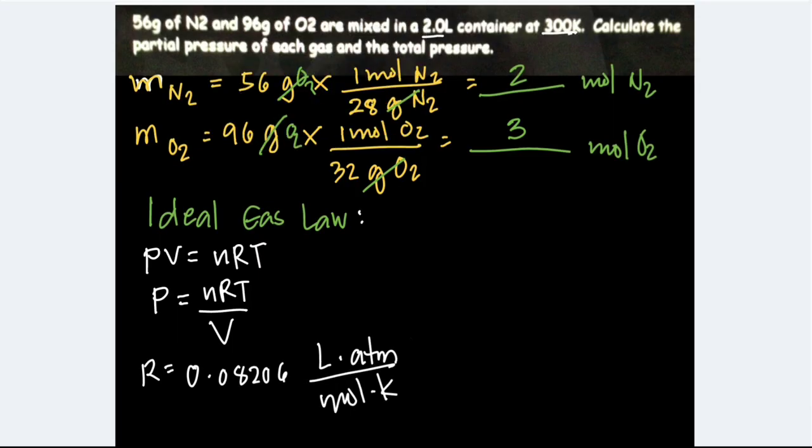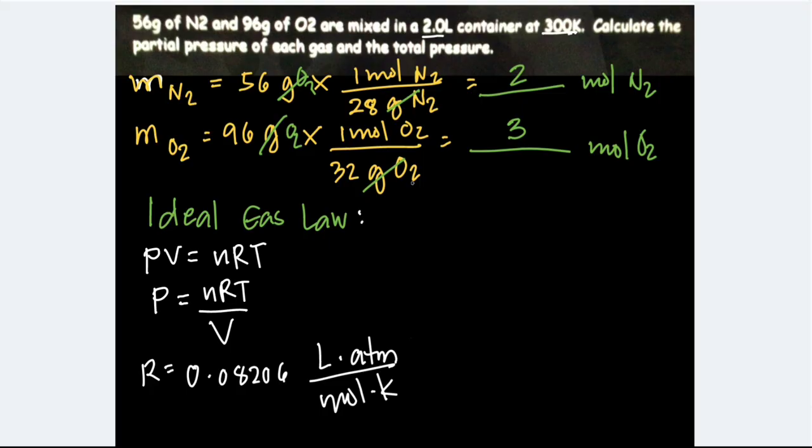There are two values for the ideal gas constant. The other one is 8.314 joules per mole Kelvin. That is for SI units. The other one is this one, 0.08206. Okay, then let's solve the partial pressure of each one.